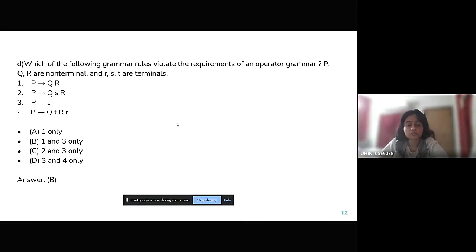Which of the following grammar rules violate the requirements of an operator grammar? P, Q, R are non-terminals and R, S, T are terminals. And the given answer is B, that is 1 and 3 only. So the operator grammar has some rules. Two of the rules are that epsilon, which is called an empty right side, shouldn't be on the right hand side, so this is obviously not the answer. And another thing, two non-terminals shouldn't be adjacent on the right hand side. As the question says, P, Q, R are non-terminals, and in this one, Q, R are on the right hand side. So this gives us the answer that 1 and 3 only are the wrong ones. So these two violate the requirements of an operator grammar.